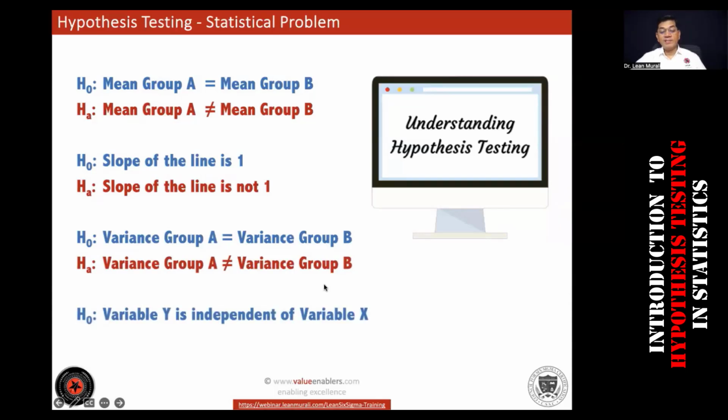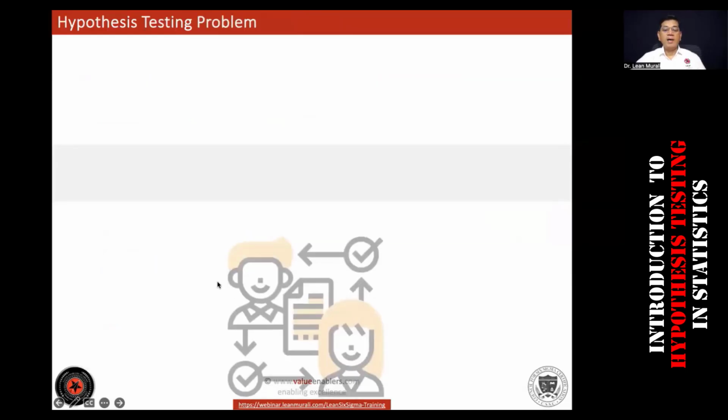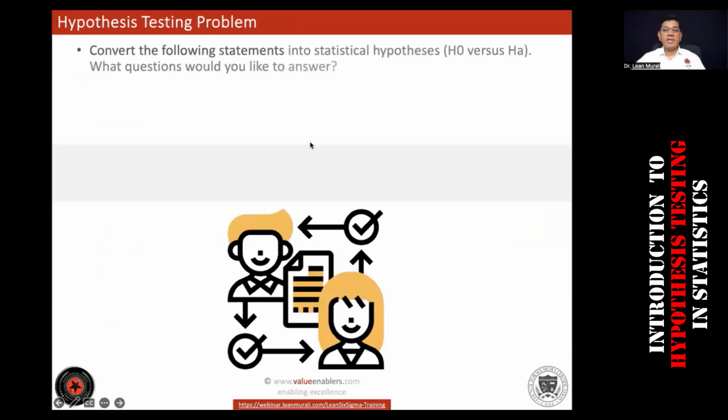Now look at this. Variable Y is independent of variable X. What is the alternate hypothesis? Y is dependent, right? Fantastic. So these are all just to juggle your mind with how to see the null and alternate hypothesis. And hence, what we are saying is we need to convert the following statements into a hypothesis, H0 versus HA. You'll have to answer a question.